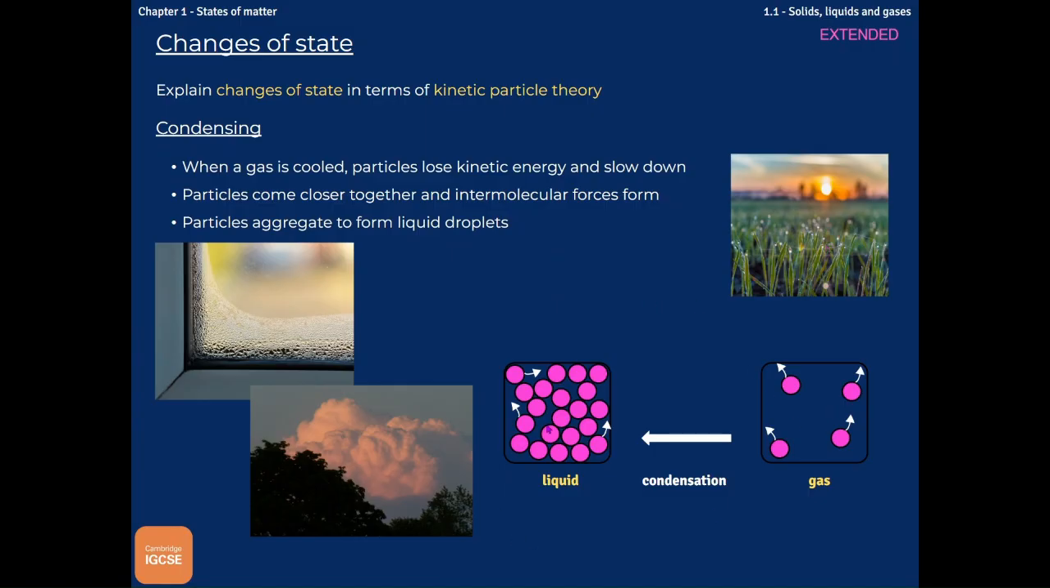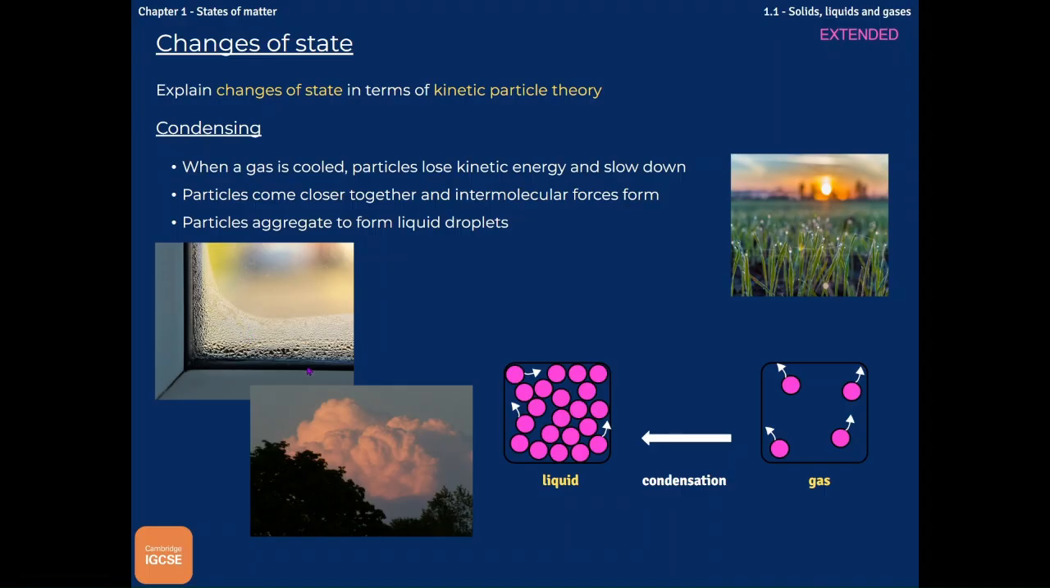Condensation, so going in the other direction, from a gas to a liquid. When a gas is cooled, particles lose kinetic energy and slow down. Eventually, they've lost so much energy that they collide with another particle, a gas particle or liquid particle, and they don't have enough energy to escape, so they get stuck. Particles come closer together and intermolecular forces form. As this happens, more and more get stuck because they don't have enough energy to escape.